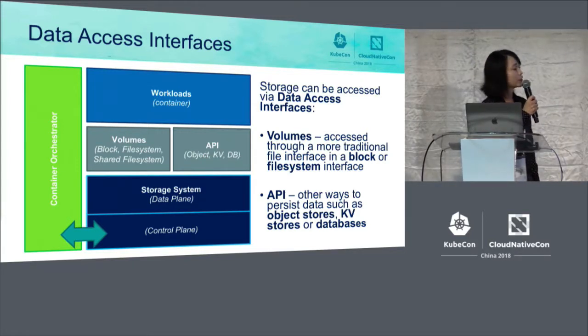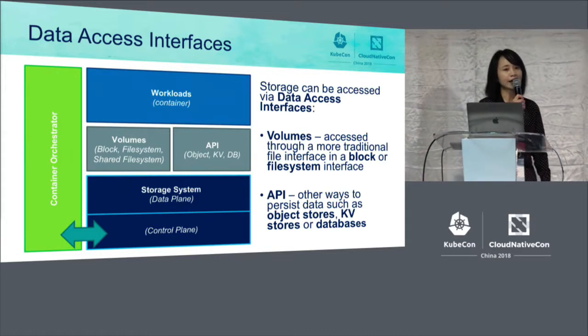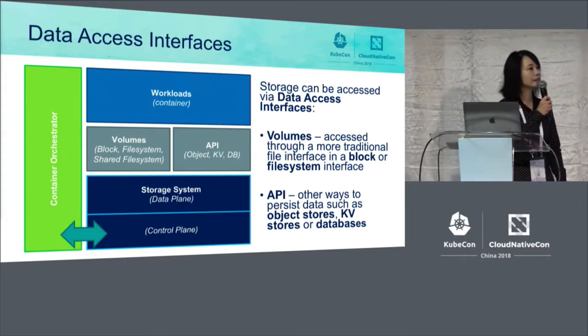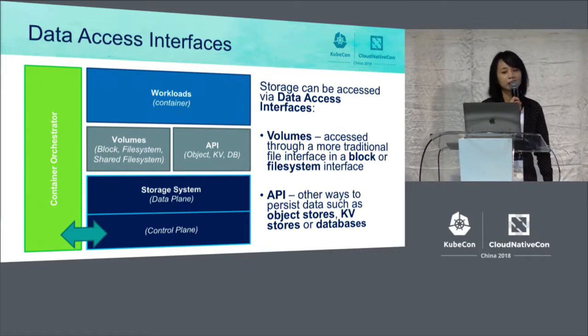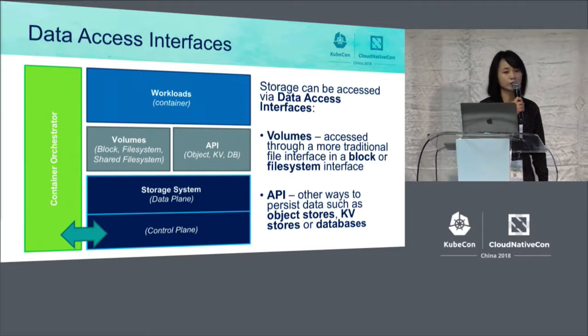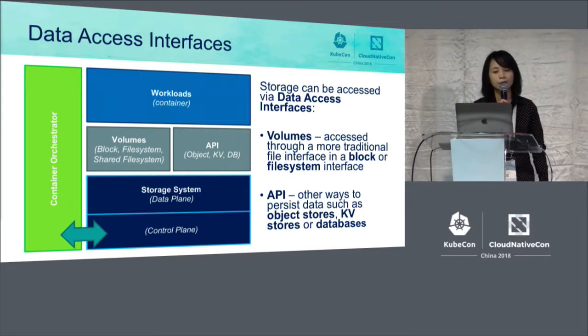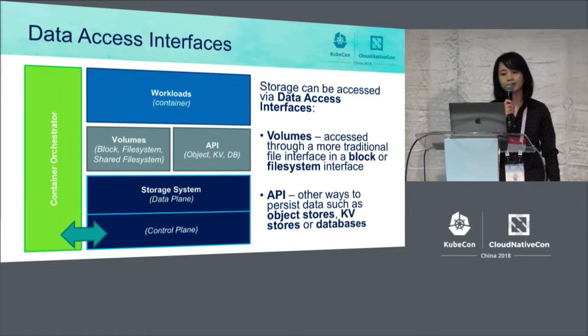So this diagram shows workloads consume storage through a data access interface. And the data access interface here has two categories. One is volumes, the other is application API. And volumes here include both block and file system. So the COs supports volume interfaces directly.